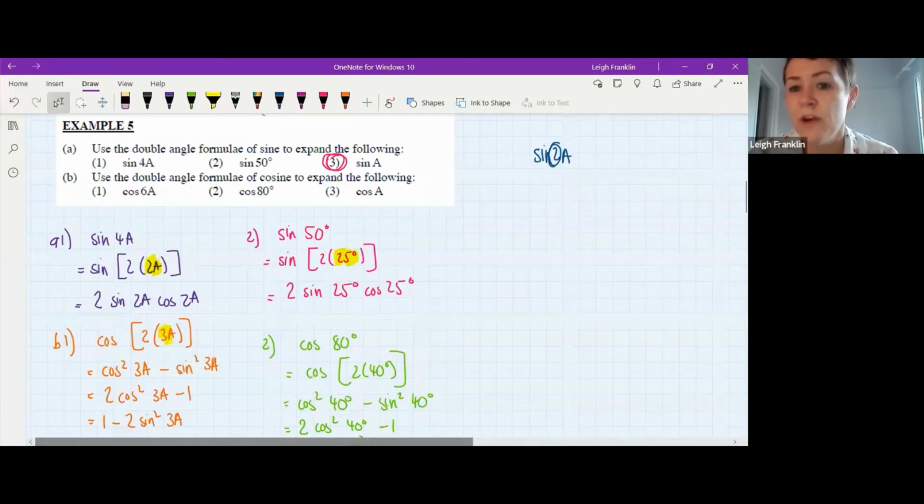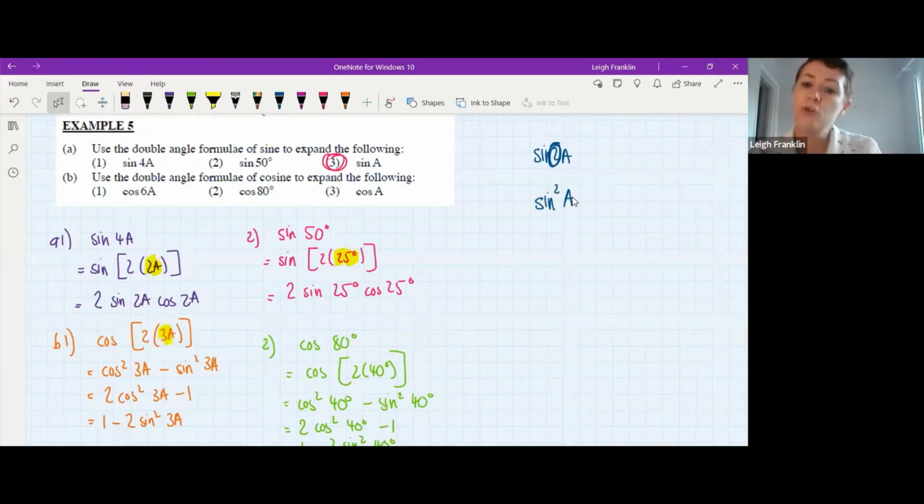You need to be very, very careful now that you know about double angles. If you mean sine squared A, make sure you write sine squared A. If you mean sine 2A, make sure you write sine 2A. They won't be kind to you at the end of the year. If you've written a 2 as a coefficient instead of as an exponent, they're not going to say that's fine. It's not fine. So be very careful if you mean squared or if you mean 2.